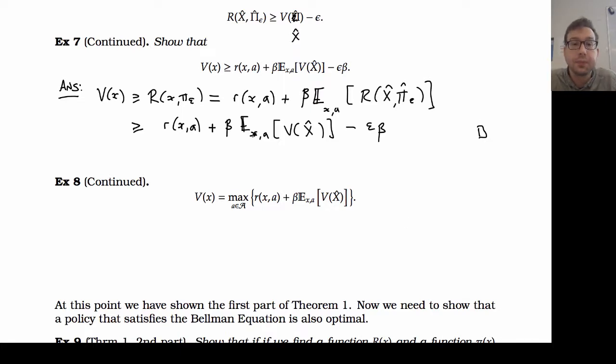So now we can actually show that the optimal value function satisfies Bellman's equation. We've got an inequality in this direction, so we just need to complete this and say the inequality goes the other way. Okay? So let's do that. From exercise number 7, we have that v of x is less than, and now note I could maximize this expression over a.